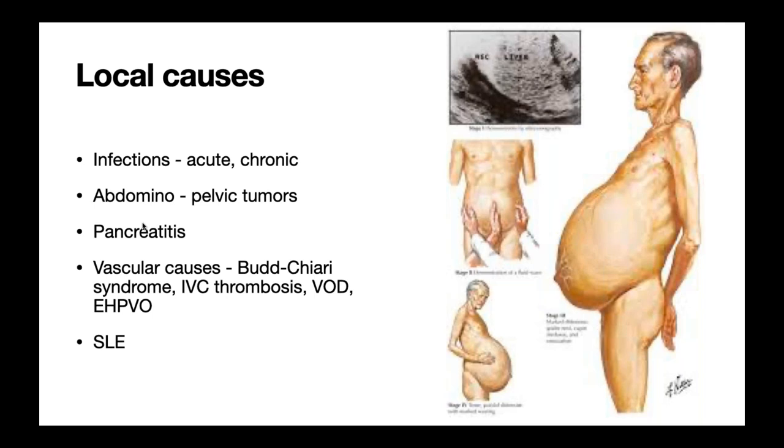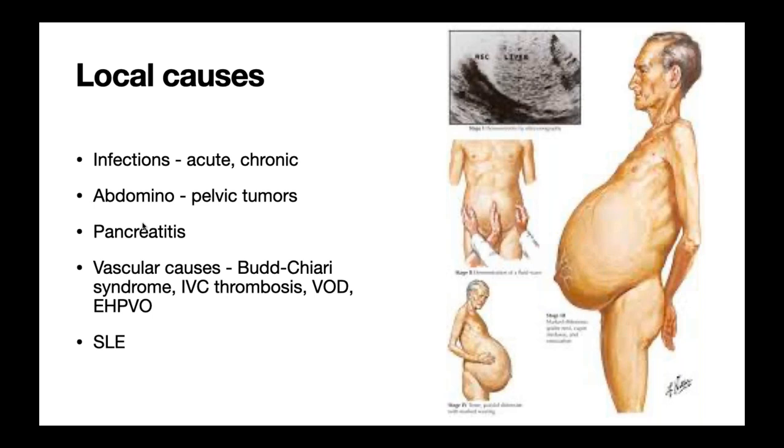Then abdominopelvic tumors are a very important local cause. Pancreatitis, due to intense inflammation, again causes ascites. Then vascular causes due to obstruction of the IVC or the hepatic veins or the portal vein outside the liver. Then another local or a systemic cause, whatever you may call it, is SLE, because SLE has polyserositis. So all the major serosal cavities, like the peritoneal cavity, pleural cavity and the pericardial cavity, can have inflammation and they can have fluid collection. So the patient may have ascites, pleural effusion, pericardial effusion.